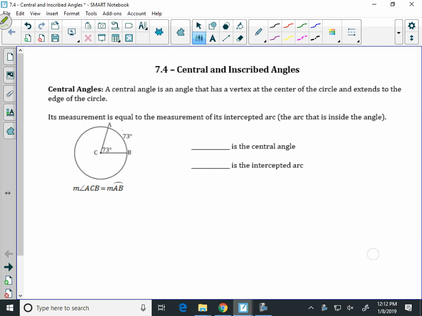Important types of angles: central angles and inscribed angles. Okay. These are really important angles to know for circles. By knowing these angles, they're going to help us solve problems down the road.